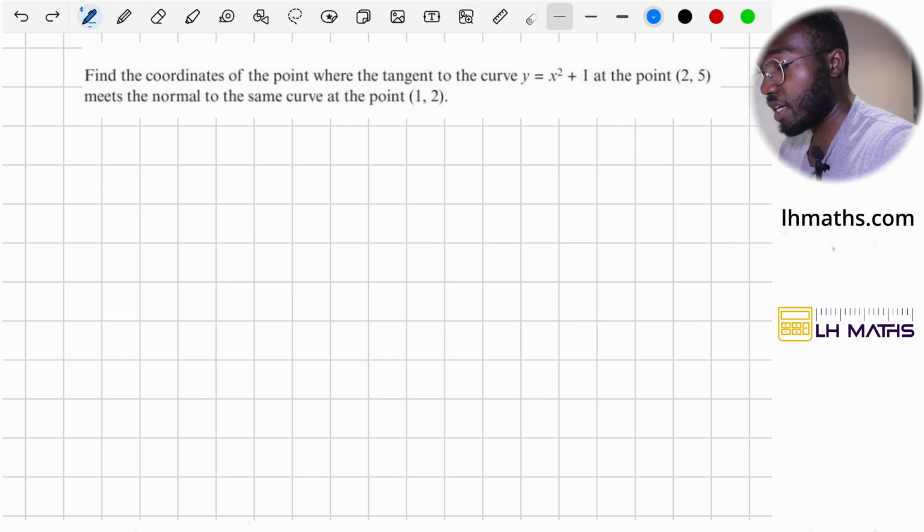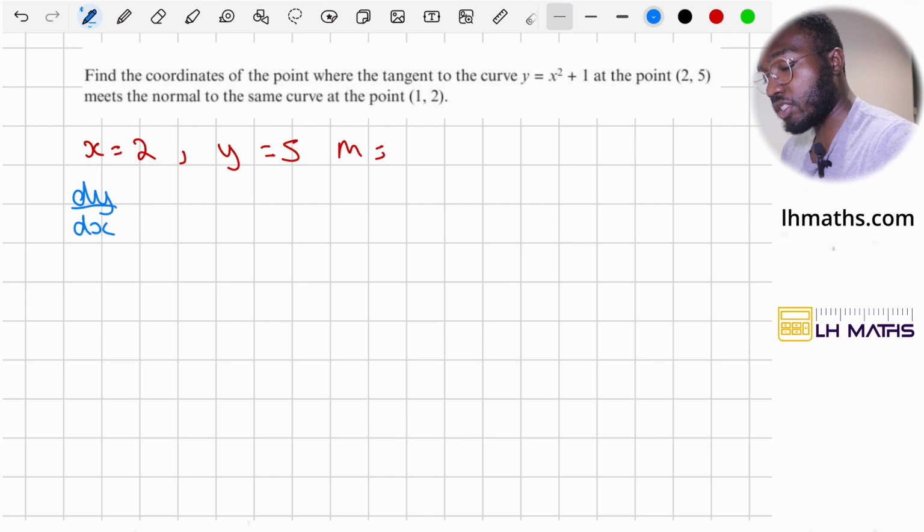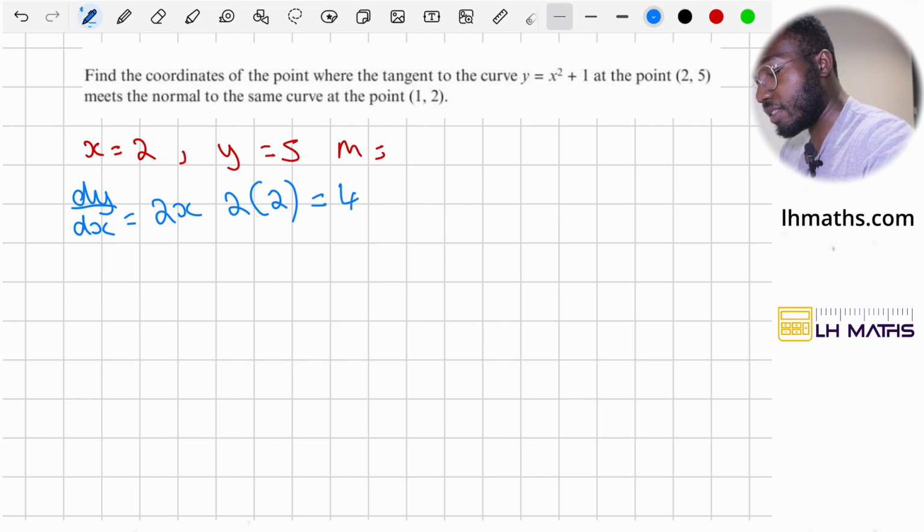Working out the equation of the tangent is fairly simple here. We have our x value as 2, our y value as 5, but we need to work out our m value. To do that, we just need to differentiate. If we differentiate x squared plus 1, then dy/dx is simply 2x. Then 2 times 2 is 4, so we know that our m value is 4.